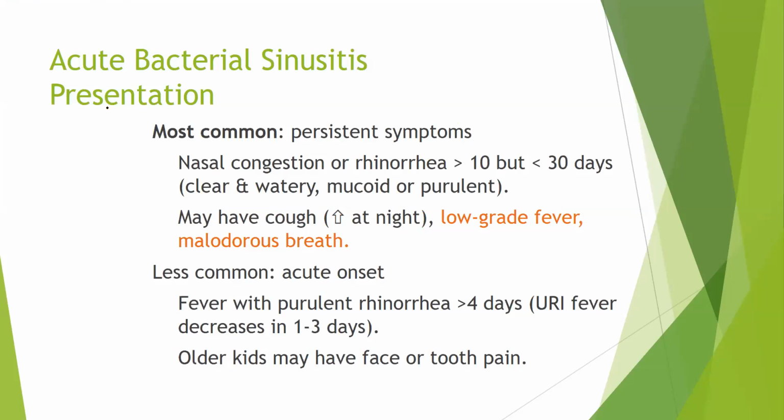Acute bacterial sinusitis: the most common presentation is persistent symptoms, greater than 10 but less than 30 days. You're going to have clear, watery, mucoid, purulent discharge. They may have malodorous breath. They may have a cough that's worse at night or a low-grade fever. Less common is the acute onset of fever with purulent rhinorrhea, usually greater than 4 days, with a URI fever that then decreases in 1 to 3 days after that. Older kids may have face or teeth pain.